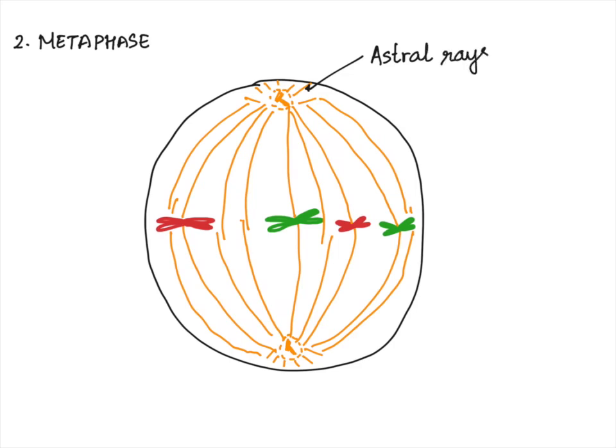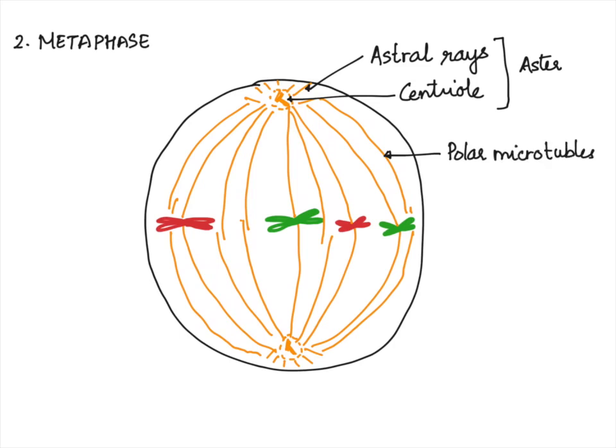So from the centrosomes, that is the centrioles inside, there are rays that come out in the form of spindle fibers. The ones that radiate and do not join with the other are called the astral rays. So the centriole and the astral rays together form the aster. There are fibers which extend from one pole to the other. These are called continuous fibers or polar fibers.